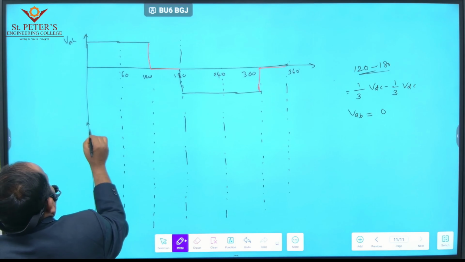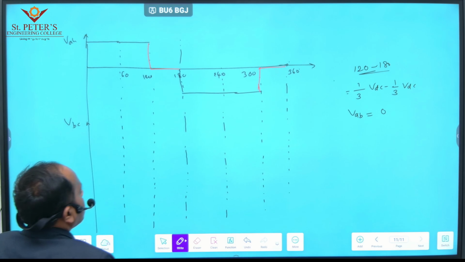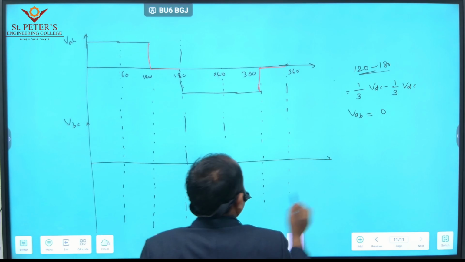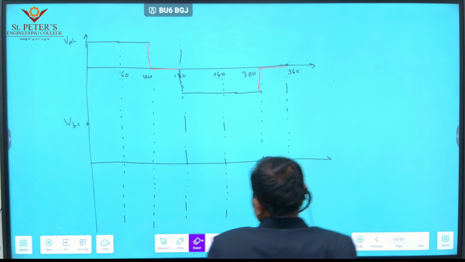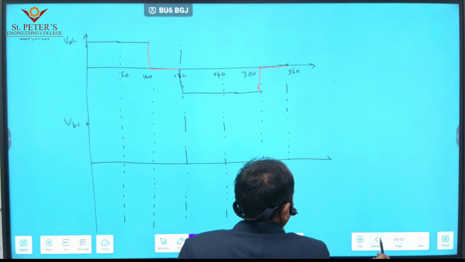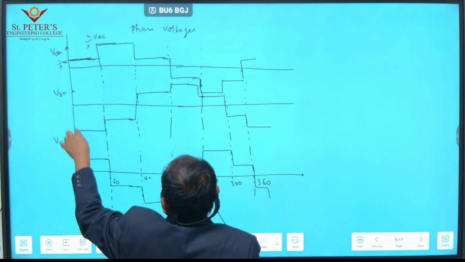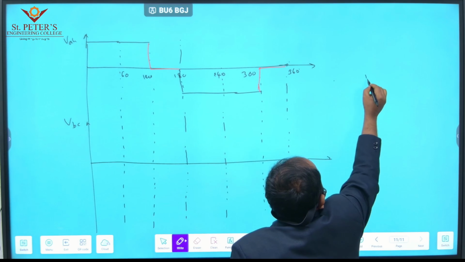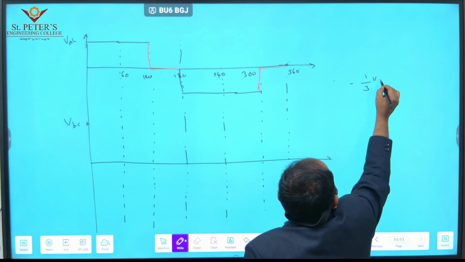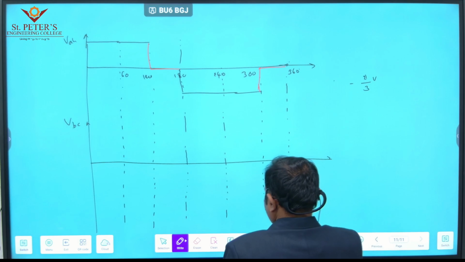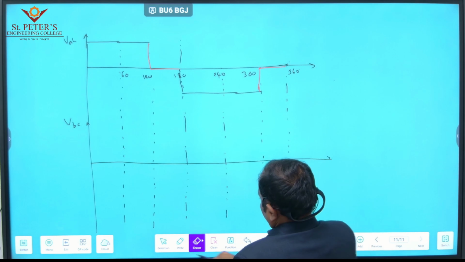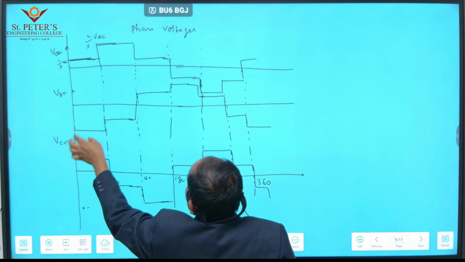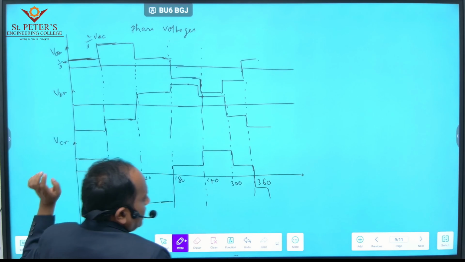So for 360 degrees, this is the phase A voltage. And the same way, we can find VBC also. For VBC from 0 to 60, what is VBC? VBN actually is minus 1 by 3, sorry, minus 2 by 3 VDC.